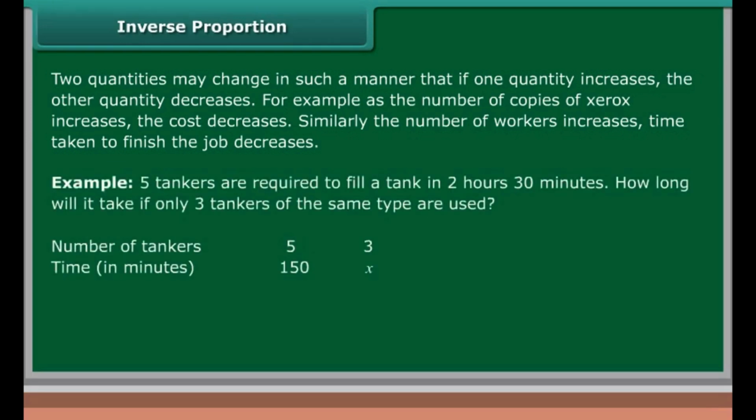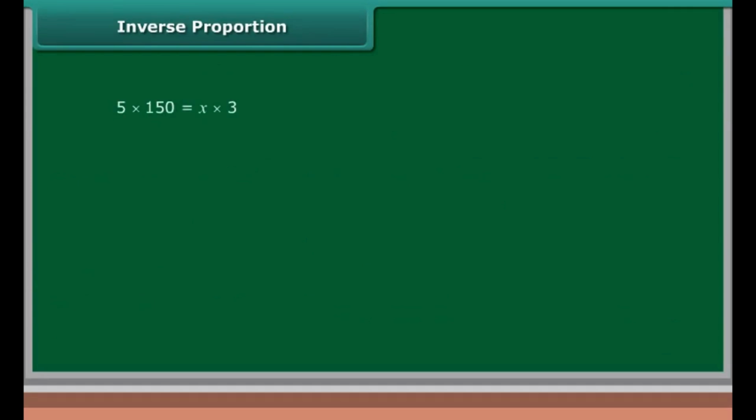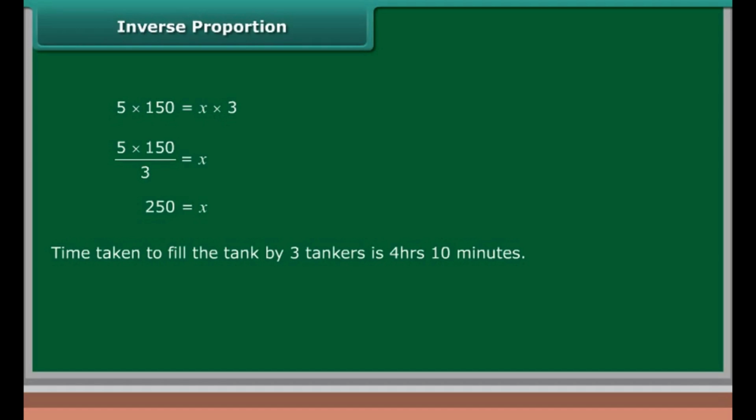Example: 5 tankers are required to fill a tank in 2 hours 30 minutes. How long will it take if only 3 tankers of the same type are used? The lesser the number of tankers, the more will be the time required to fill the tank. So this is an inverse proportion. 5 into 150 is equal to x into 3. 5 into 150 upon 3 is equal to x. 250 is equal to x. Time taken to fill the tank by 3 tankers is 4 hours 10 minutes.